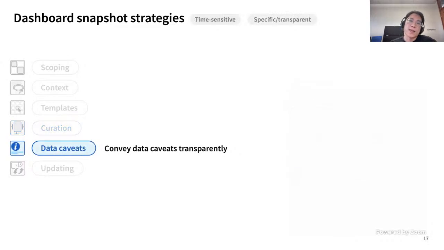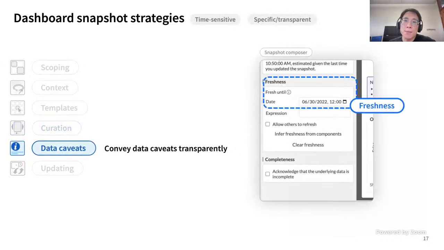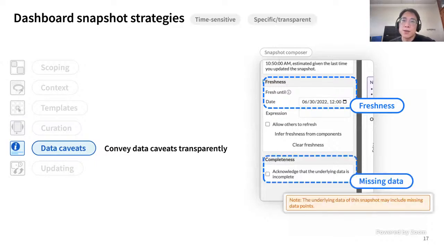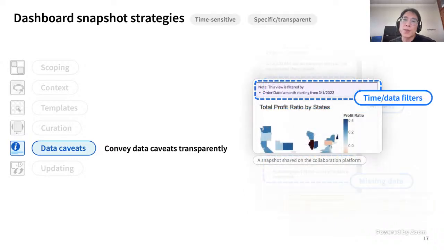Next, data entails some caveats. For example, it might be only valid until a certain point in time. It could include some missing data points, or there could be some filters applied by the data professional who created it, and this information should be communicated transparently to not cause miscommunication.